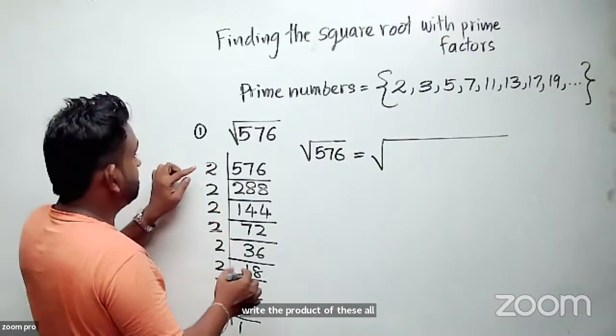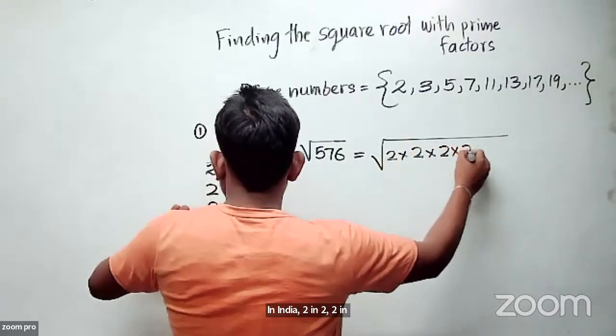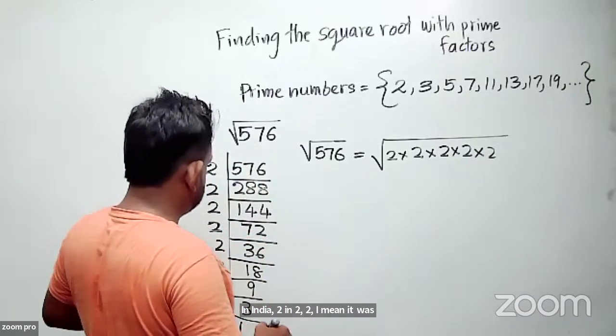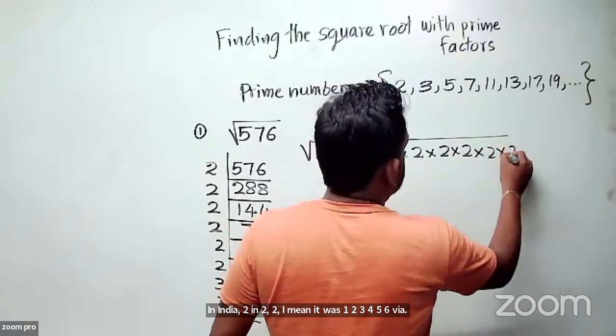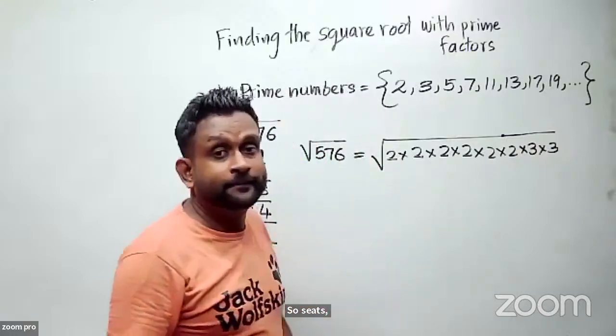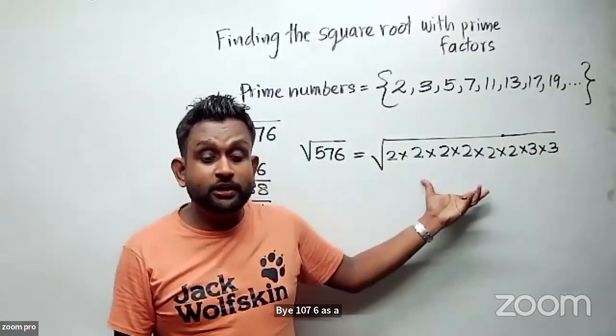Right, watch how I write it: 2 into 2 into 2 into 2 into how many twos? 1, 2, 3, 4, 5, 6 are there. So 6 twos and 3 twos. Right. So this is 576 as a product of prime numbers.